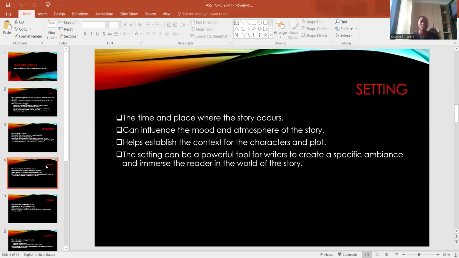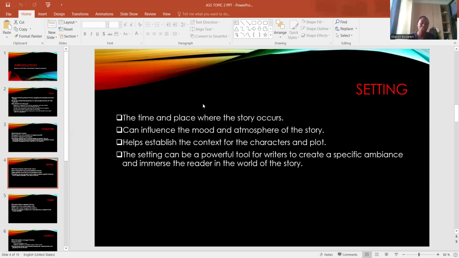Then we go to the next element, which is setting. Here we look at the time and place where the story occurs. Setting can influence the mood and atmosphere of the story. It helps establish the context for the characters and plot. Also, the setting can be a powerful tool to create a specific ambience and immerse the reader in the world of the story.